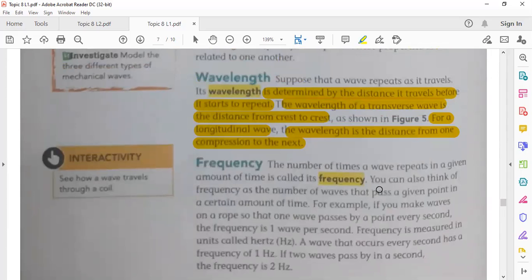Now, what is the frequency? These properties are also important: wavelength, frequency, and we will also talk about wave energy and speed, inshallah. These are very important. Okay.